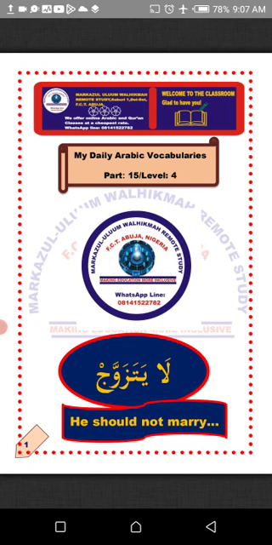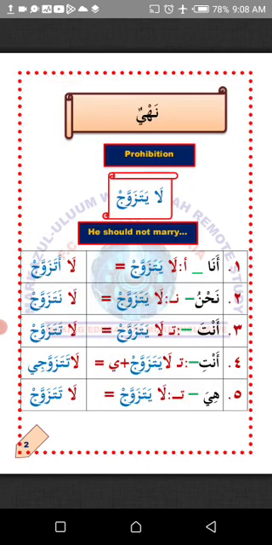Happy listening. We are going to learn from this lesson how to change the Arabic verb لا يتزوج to suit some certain pronouns in Arabic. Nahyun, prohibition. We are going to learn how to instruct others not to do something using different forms of verbs.